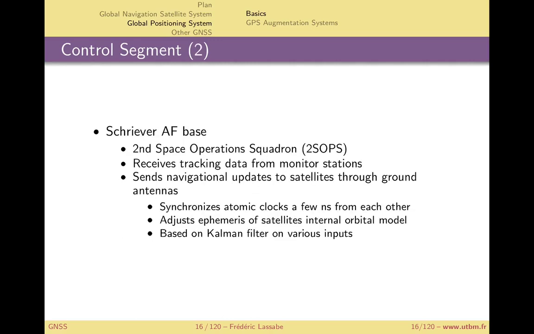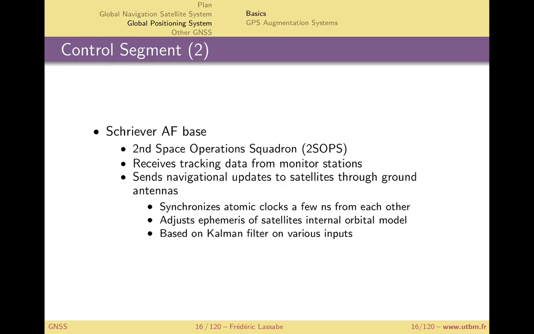So it's said that the control segment monitoring control center is in the Schriever Air Force Base in Colorado, but it may not be true because it's a military thing, so there tends to be a lot of secrecy about that. It's operated by soldiers from the 2nd Space Operations Squadron. They use the monitoring stations to receive the tracking data.